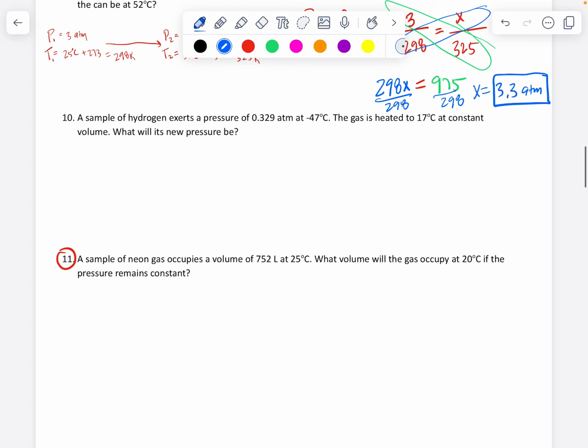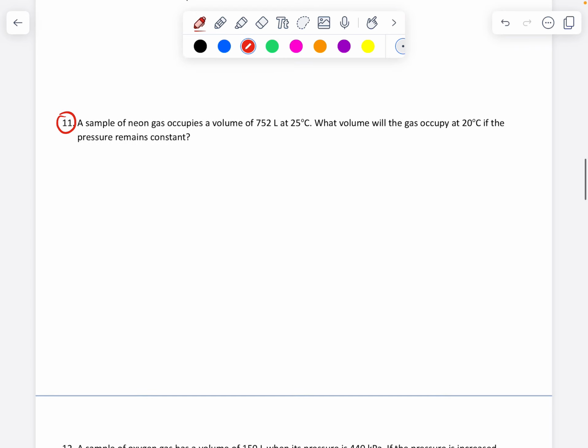Okay, so let's do 11. A sample of neon gas occupies a volume of 725 liters at 25 degrees Celsius. Again, I know that it tells us that volume is 752. So initial volume is 752 liters at 25 degrees Celsius, room temperature. So T1 is 25 degrees Celsius. Notice that that's in degrees Celsius, which I'm going to have to convert to Kelvin. 298 Kelvin, okay?